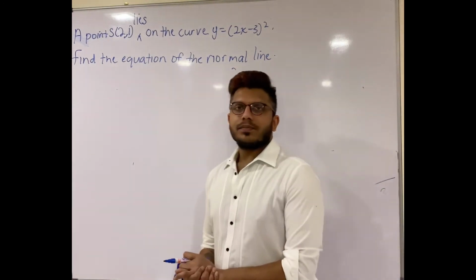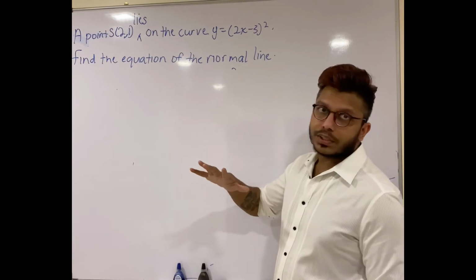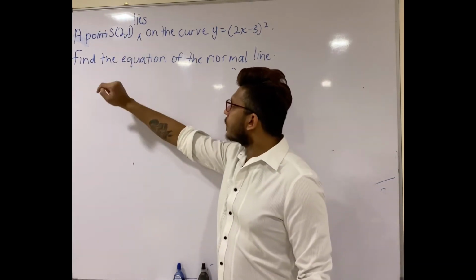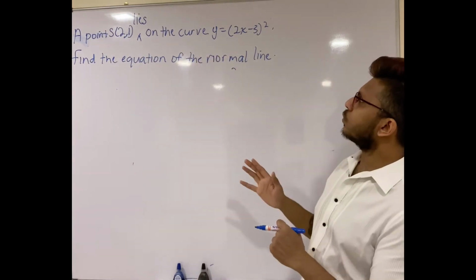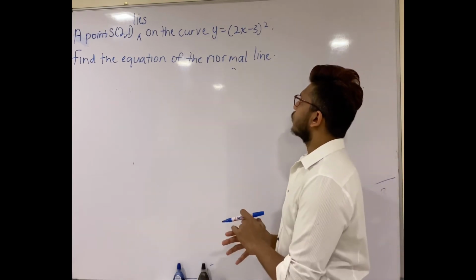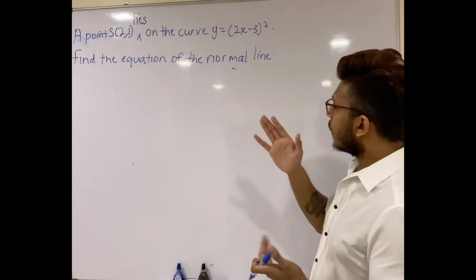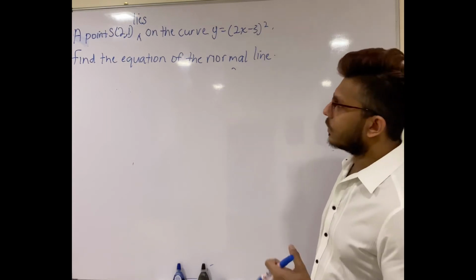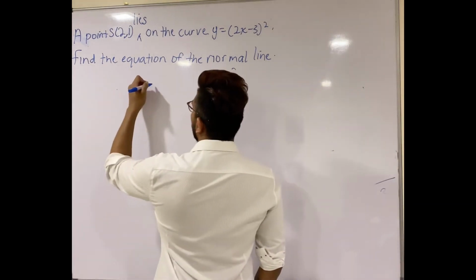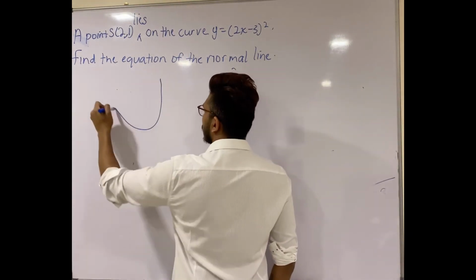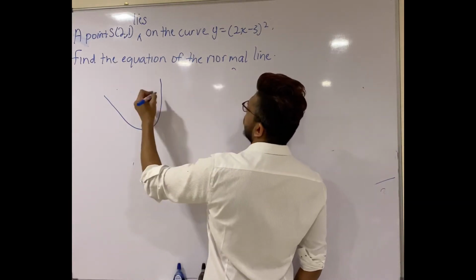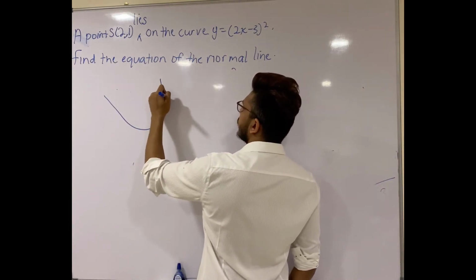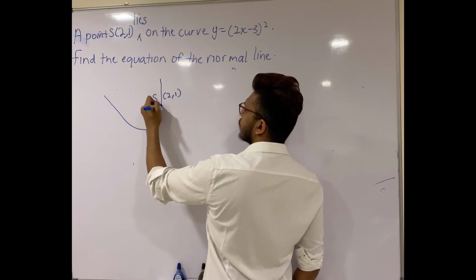Okay guys, so now let's look at the next question. In this question here, they gave you a point and there is a curve. So a point S (2, 1) lies on the curve y = (2x - 3)². Find the equation of the normal line. So you have a quadratic equation here. So the curve is going to be something like this. And then there is a point (2, 1). That's your S, this point here.